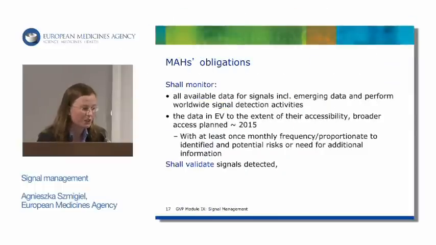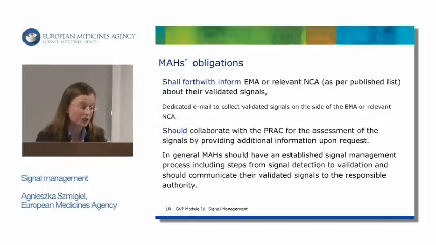What are the obligations of the marketing authorization holder? They shall monitor all available data for signals, including emerging data, and perform worldwide signal detection activities. They also shall monitor the data in EudraVigilance, but to the extent of accessibility; broader access is planned in future, 2015. The frequency is at least once monthly and proportionate to the identified and potential risk or need of additional information. The companies shall also validate signals they have detected and shall forthwith inform the EMA or relevant NCA, as per the published list, about their validated signals.